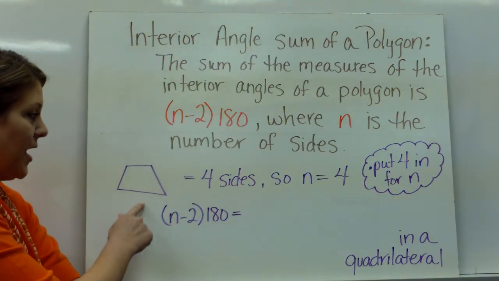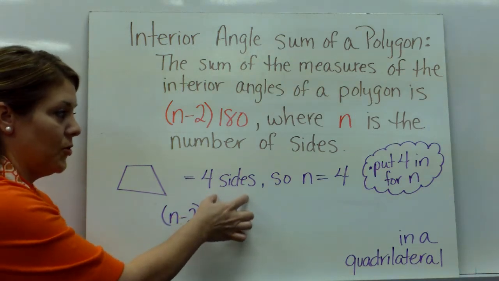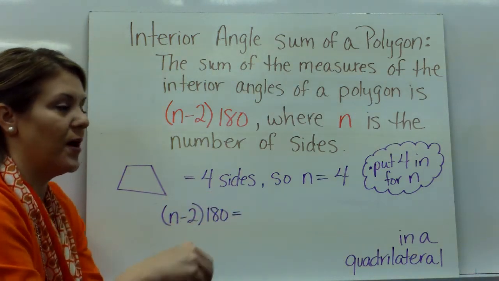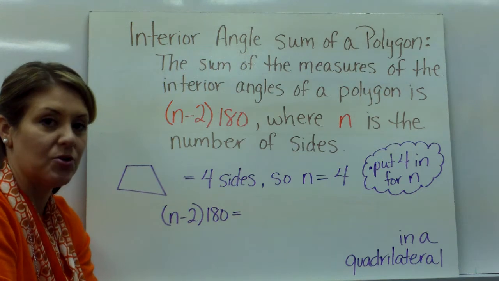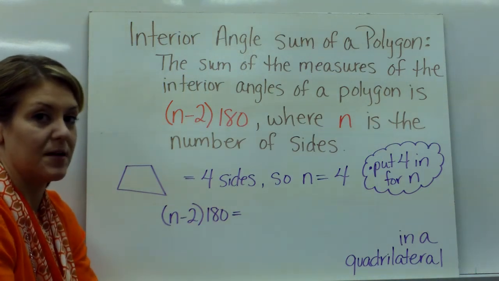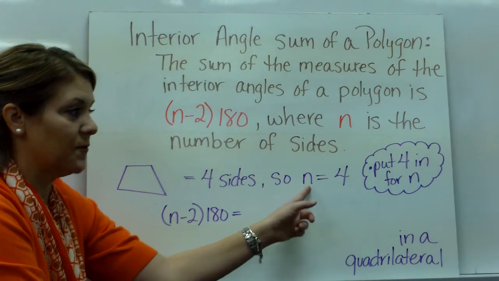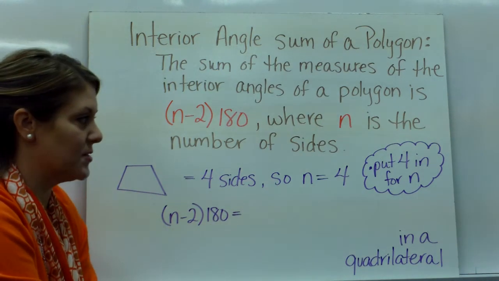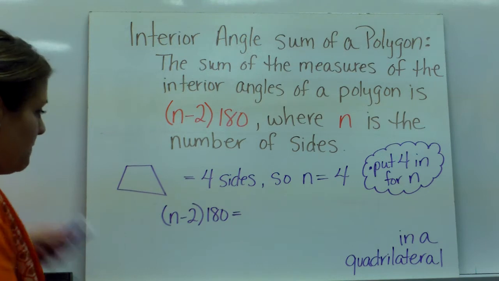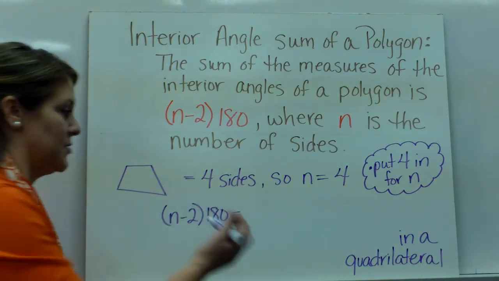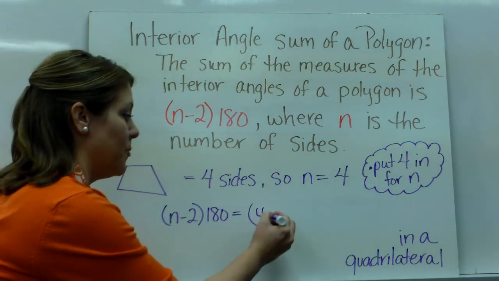For instance, if we had a quadrilateral, we would know that it has 4 sides. So to find the sum of the interior angles in this 4-sided quadrilateral, we're going to substitute 4 in for n because it has 4 sides. So instead of n minus 2, we now have 4 minus 2.